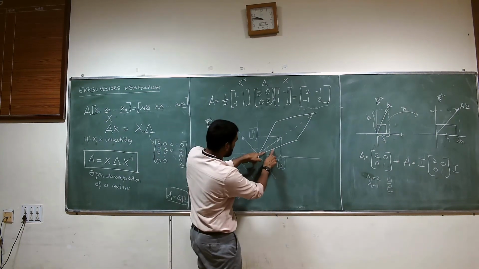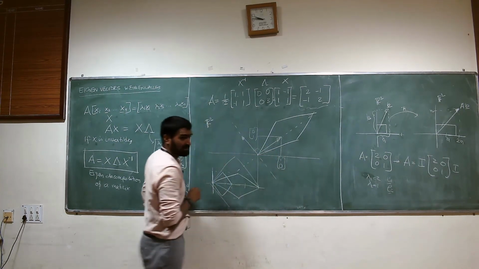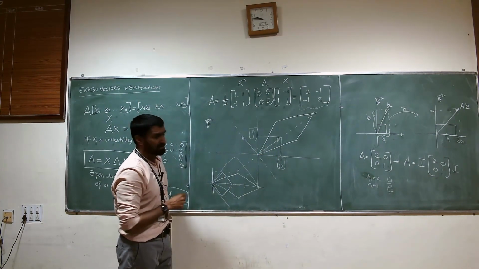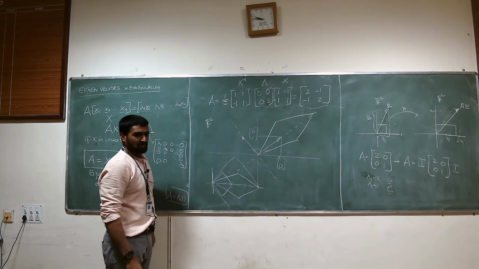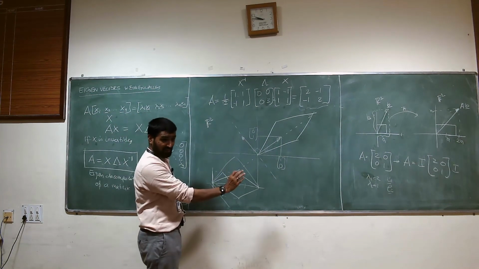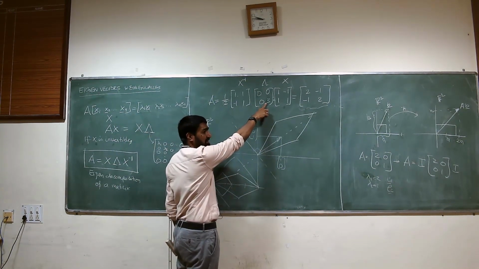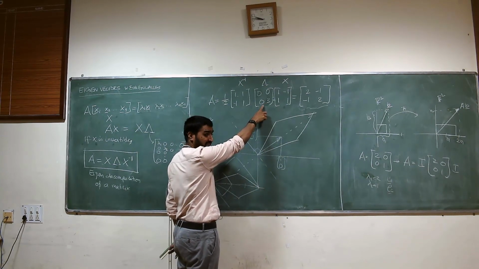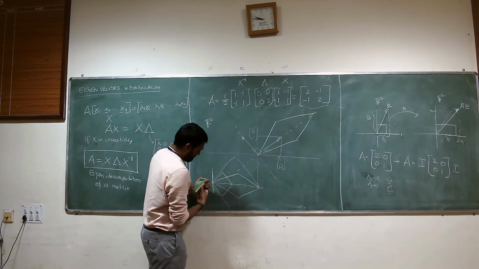So what would happen to the square? Straight where? Along this? Is the question clear? This is your linear transformation in the eigenvector basis. This is the standard basis. Let me remove this.